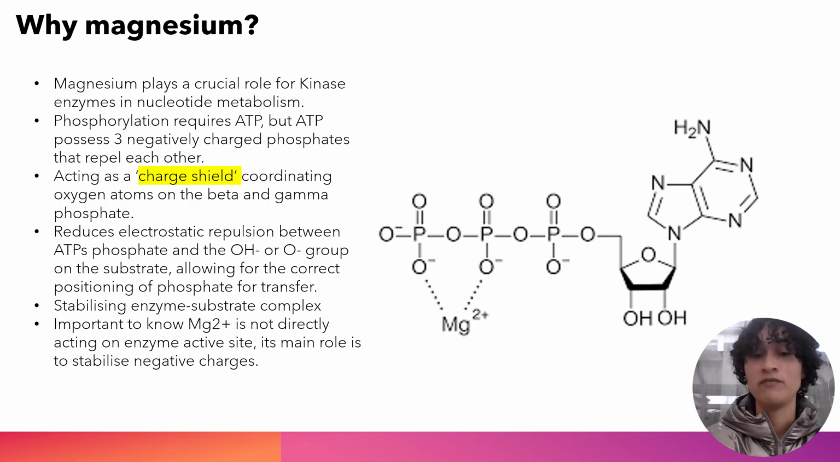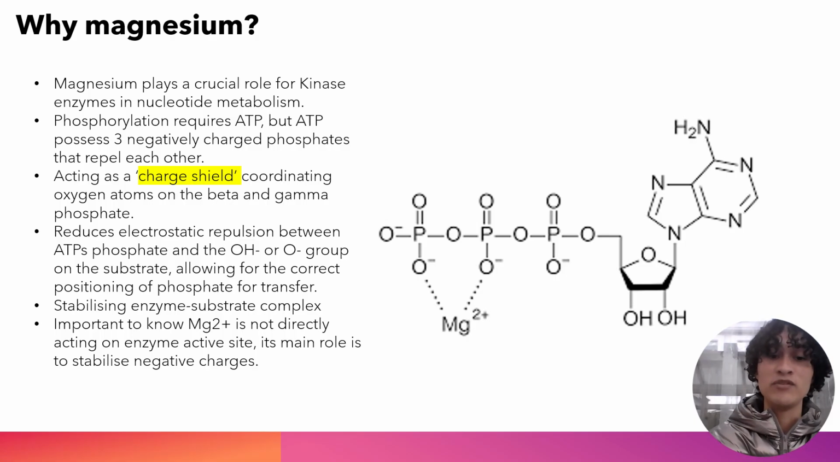They're still negatively charged. So ATP is always acting as our phosphate donor, but without magnesium, the gamma phosphate is going to be repelled. So magnesium will stabilize that, and it allows for correct positioning to allow the phosphate transfer. It stabilizes the enzyme substrate complex. That's a really important key word.